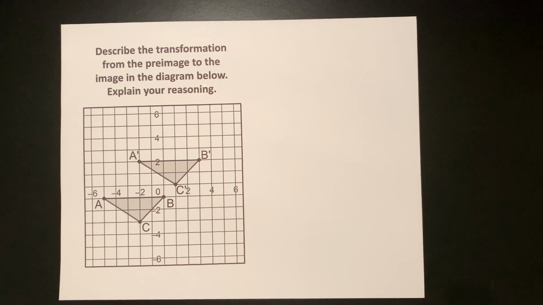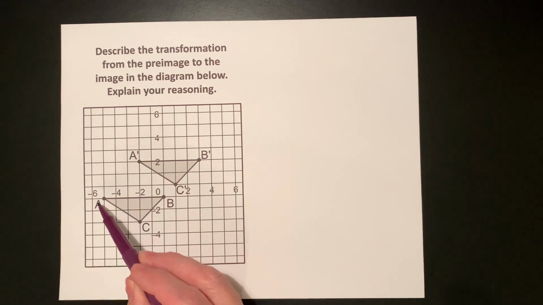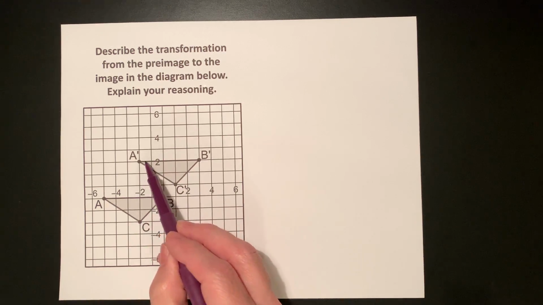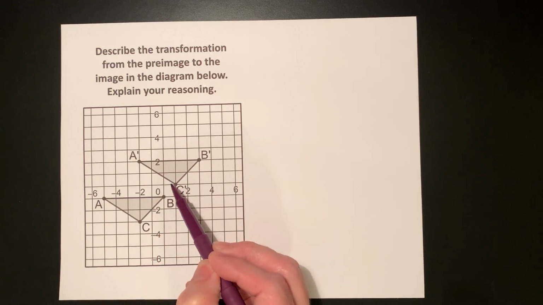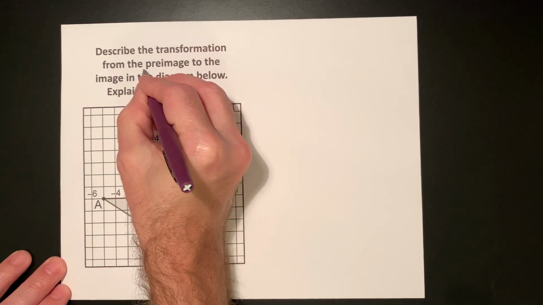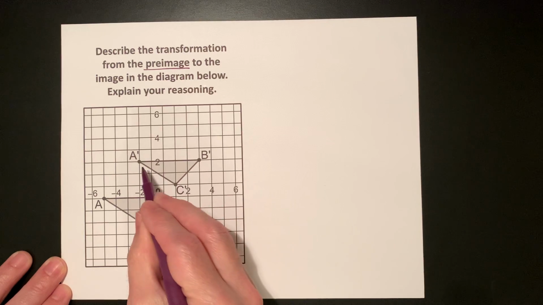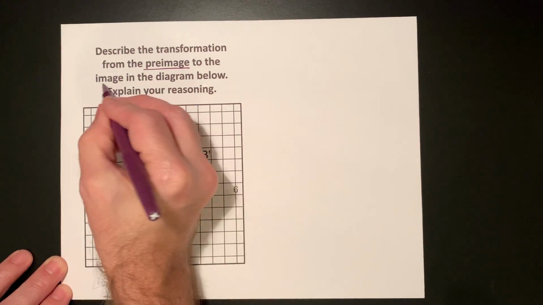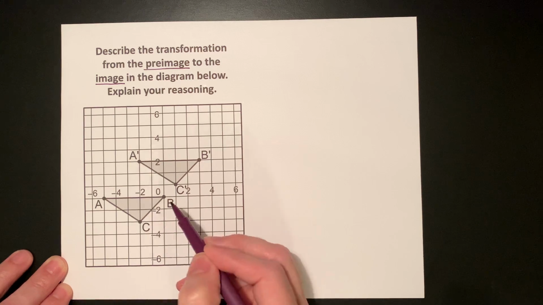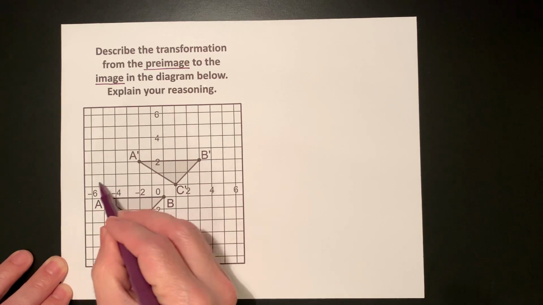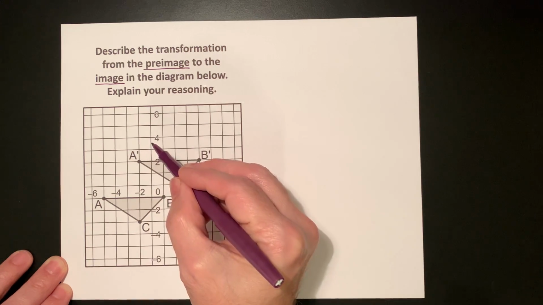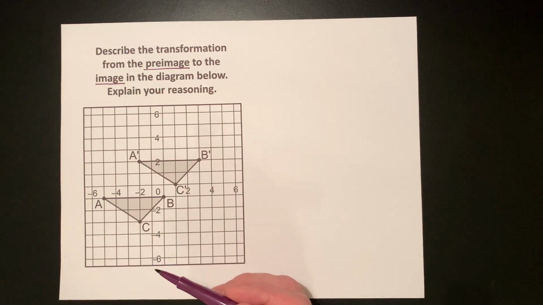Well, we can see here in our graph that we have triangle A, B, C, and then we have A prime, B prime, C prime. So that means that triangle ABC is the preimage, and triangle A prime, B prime, C prime is the image. So we're trying to figure out what we did in order to take this triangle and have it become this triangle. Well, there's a couple of things that we have to look at.